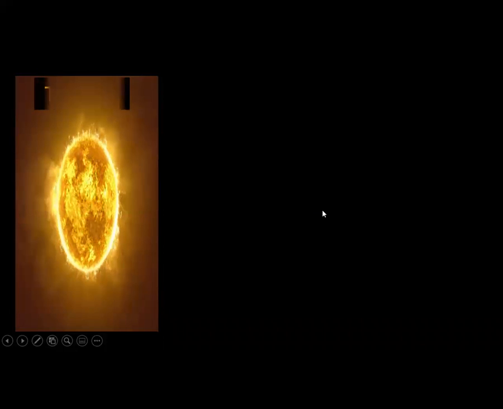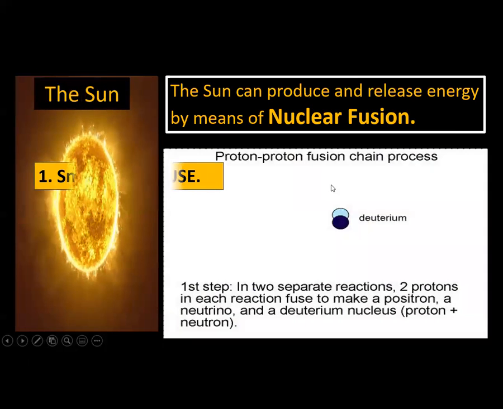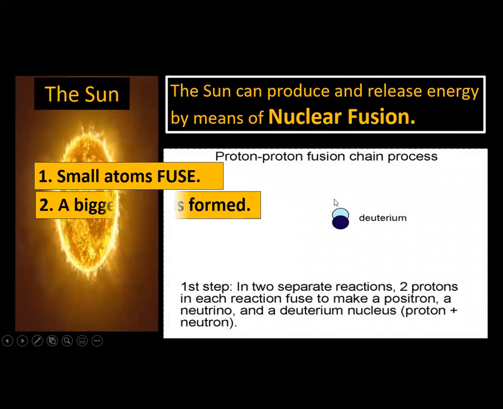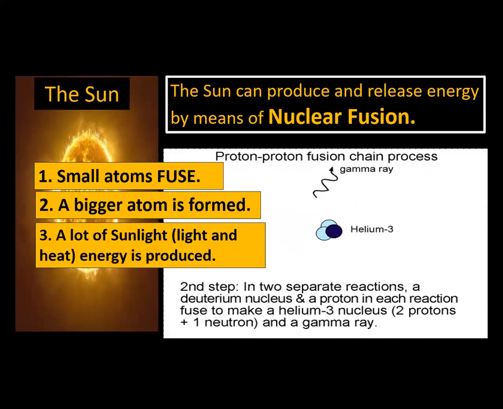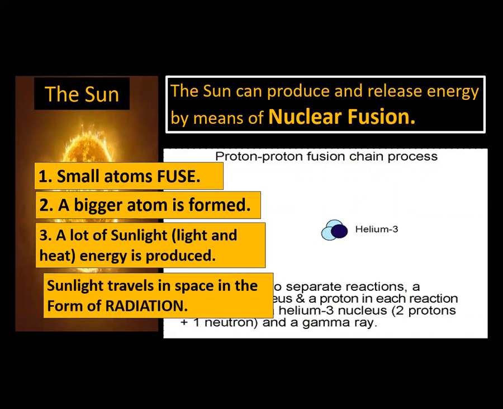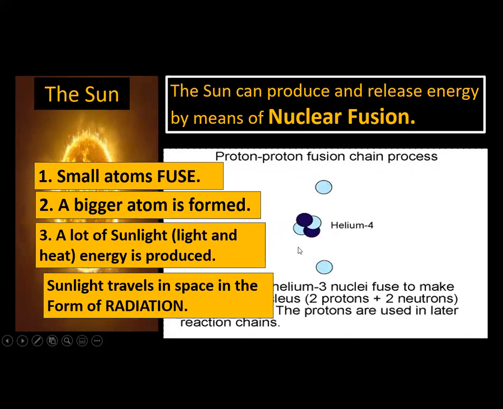Now let's go back to the sun again. Remember, the sun is powered by nuclear fusion, and in nuclear fusion, small atoms fuse together to form a bigger atom, and a lot of sunlight, or energy, is produced. And this sunlight or energy travels in space in the form of radiation.